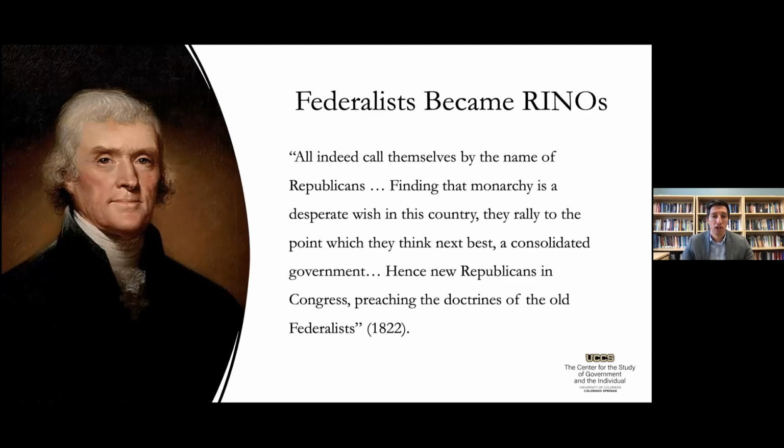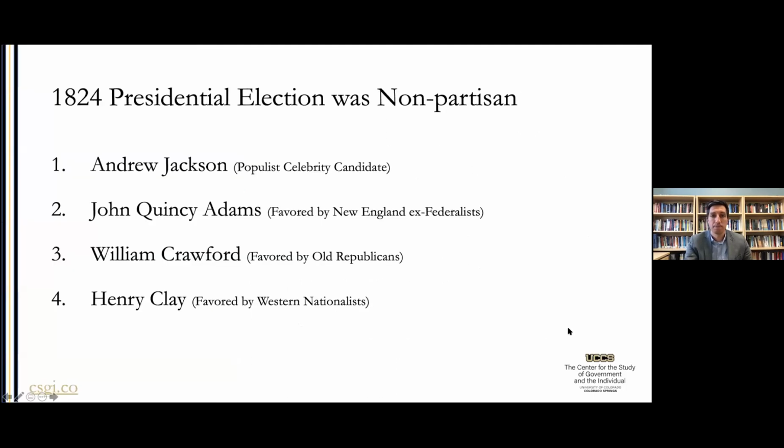And so Thomas Jefferson warned his friends that their former Federalist enemies were simply calling themselves Republicans, but they were promoting the old policies of Hamilton. He said in one letter, quote, "All indeed call themselves by the name of Republicans. Finding that monarchy is a desperate wish in this country, they rallied to the point which they think next best, a consolidated government. Hence, new Republicans in Congress preaching the doctrines of the old Federalists." So today you'll hear in the news, people talk about RINOs, Republicans in name only. Well, Jefferson was talking about RINOs back in the 1820s.